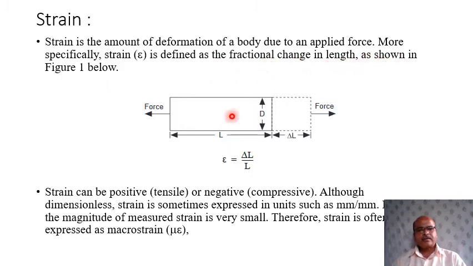So if force is applied to this side, then there is a change in length. It is known as a differential length, we can say del L. Therefore strain epsilon is given by del L upon L, where L is the original length and del L is the incremental length. Strain can be positive or negative. Positive means tensile and negative means compressive. Although dimensionless, strain is sometimes expressed in units such as mm/mm. In practice, the magnitude of measured strain is very small, therefore strain is often expressed as a microstrain.